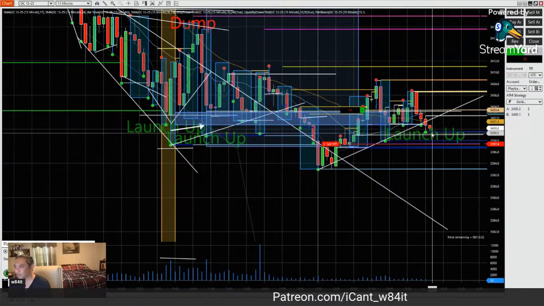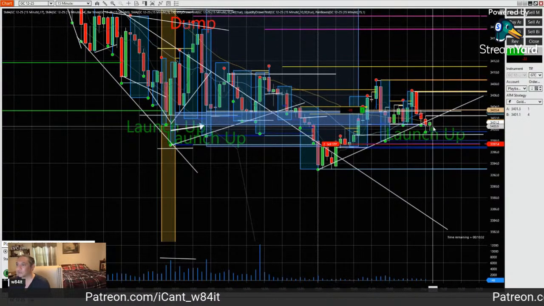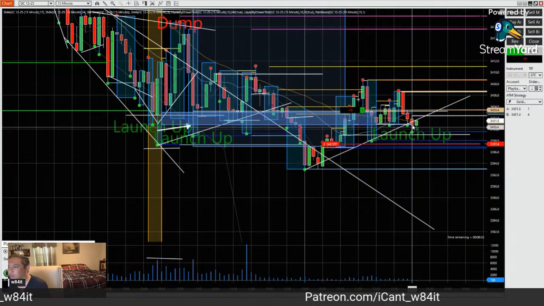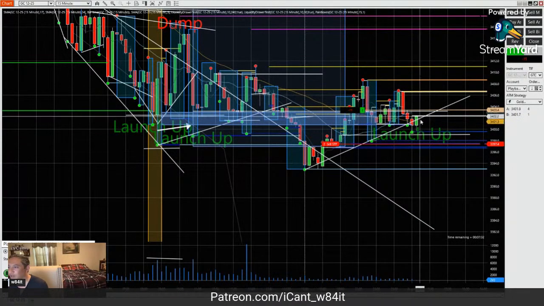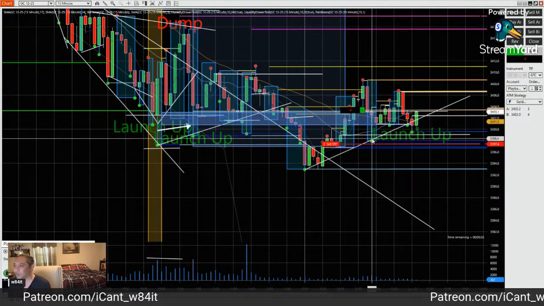So it's probably going to finish grabbing this liquidity here, and it's probably going to launch up. So let's see if this works. Sometimes you'll get the launch up and it'll still come down one more time to grab that liquidity and then go up. But that was pretty cool that we got to see that live.